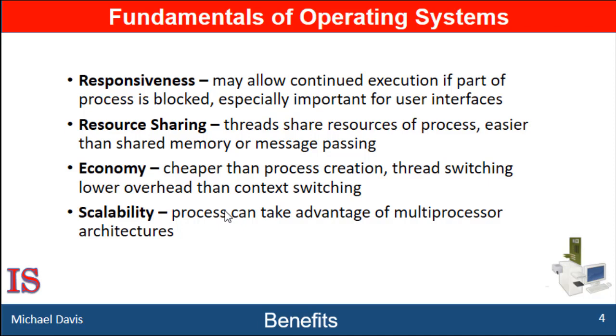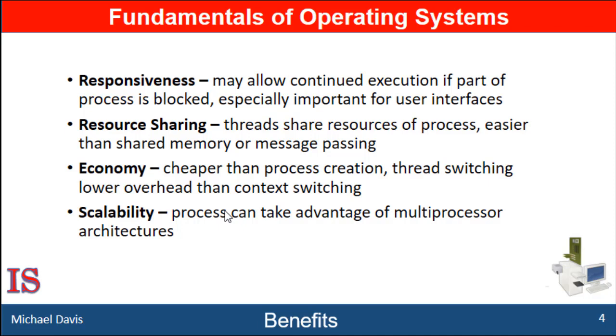Another benefit is economy. Allocating memory and resources for process creation is expensive. Because threads share the resources of the process to which they belong, it is more economical to create and context switch threads. Gauging the difference in overhead can be difficult, but in general, thread creation consumes less time and memory than process creation. Also, context switching is faster between threads than it is between processes.